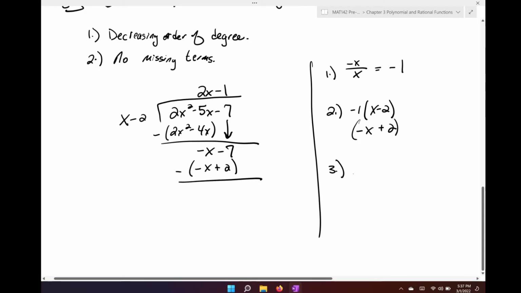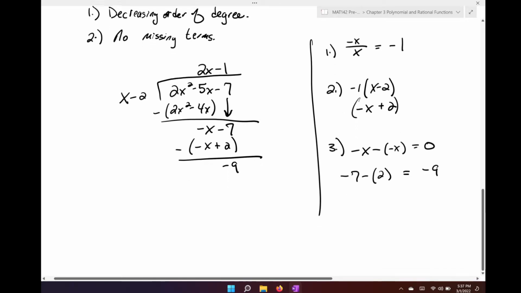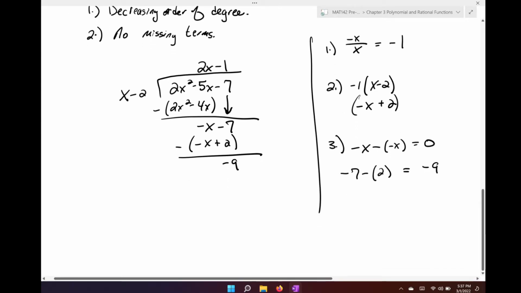So you get negative x minus negative x, which is really negative x plus x, which is 0, what we want. And then finally you get negative 7 minus 2, or negative 9. So our final answer would be 2x squared minus 5x minus 7 is equal to 2x minus 1. Actually, let me write it the way they have it. x minus 2 times 2x minus 1 plus negative 9 over x minus 2.